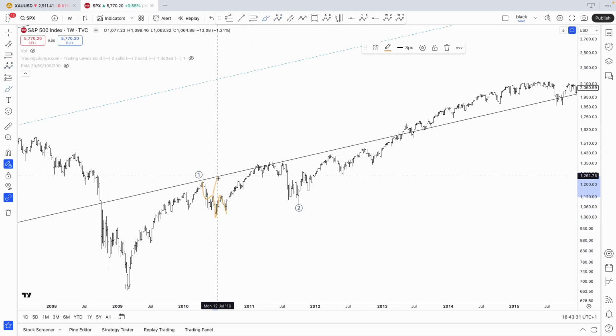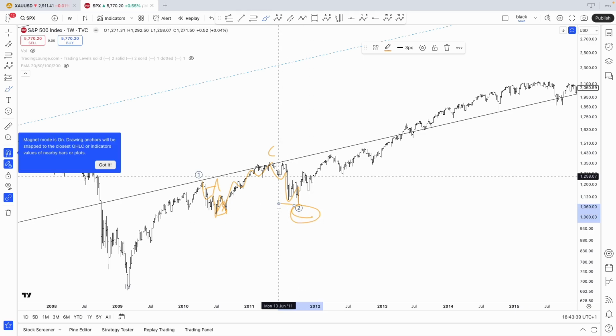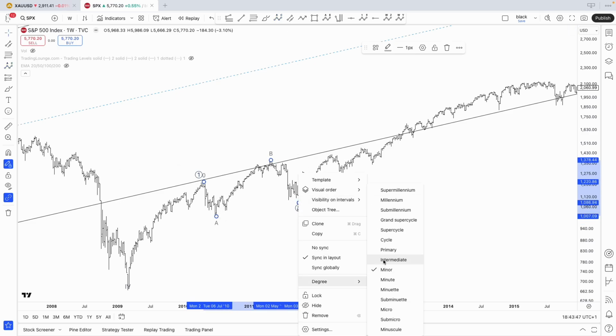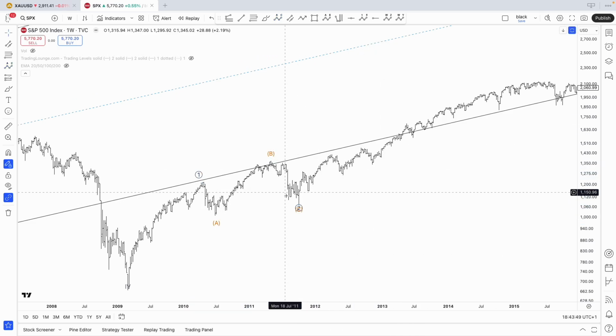AB. So this is AB. 1, 2, 3, 4, 5. C. Okay, 1, 2, 3, 4, 5, C of 2. So it might not be clear, so I probably just wasted your time. Sorry, let me just label it. This will be intermediate, orange.